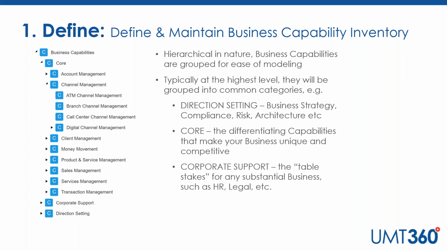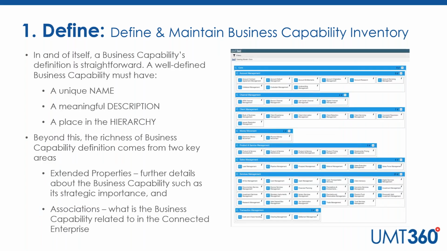If we move on one more, there's one more part of defining. And this talks now about the detail of what's in a business capability. So I mentioned this just now, got a little ahead of myself, sorry. A unique name, a meaningful description, and a place in the hierarchy. That's the business capability in and of itself. What brings richness to business architecture is being able to associate other things to a capability and to define more richness around it, so more detail around it.